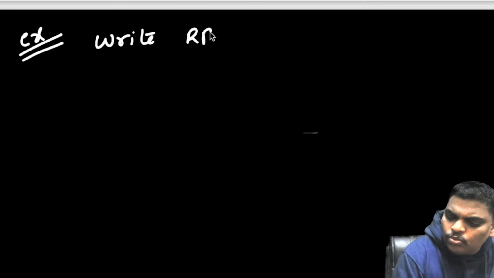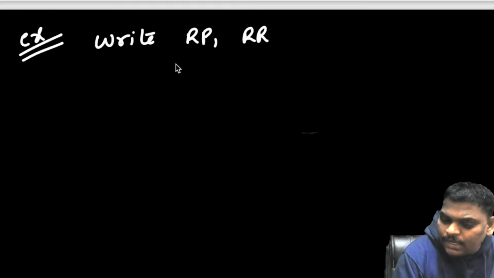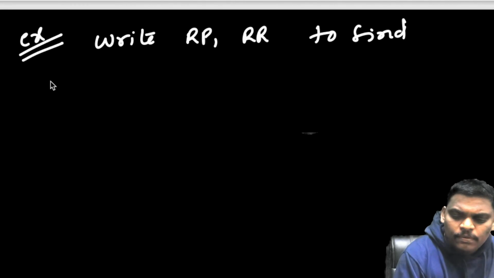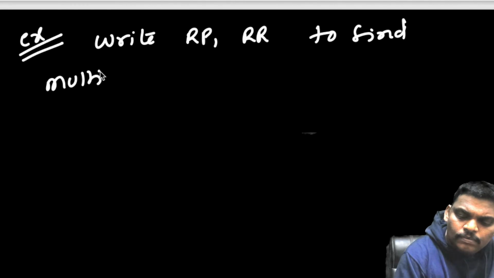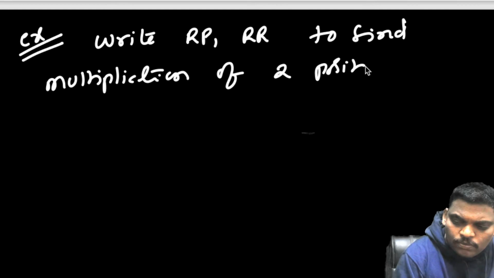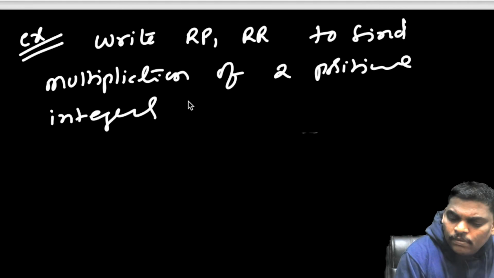Next, Example 2. Write it down now. Write a recursive program, a recurrence relation, to find the multiplication of 2 positive integers m and n.